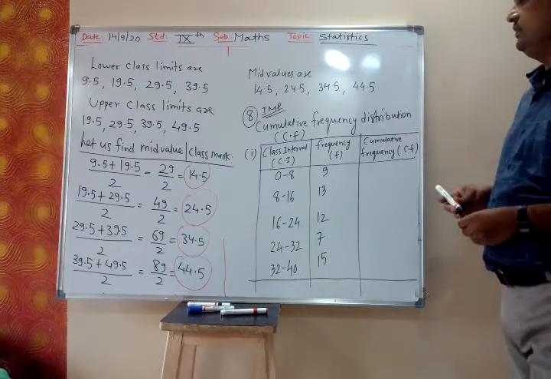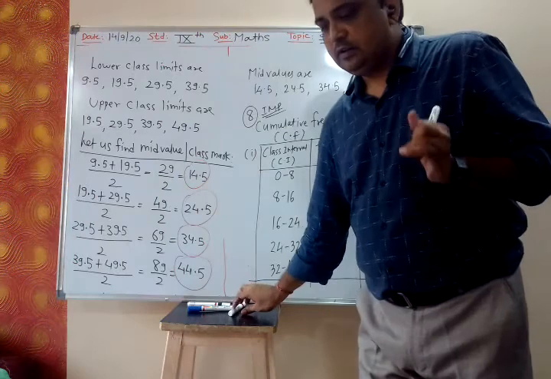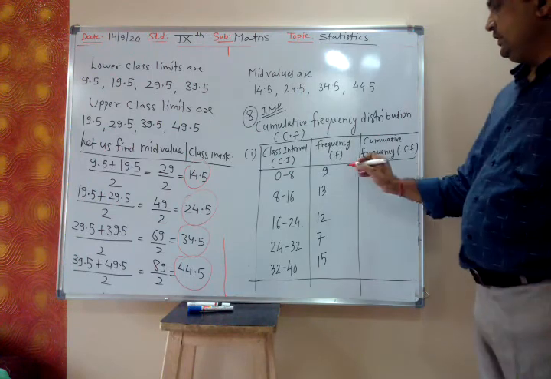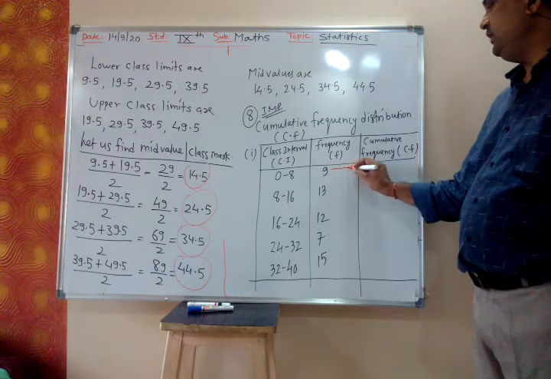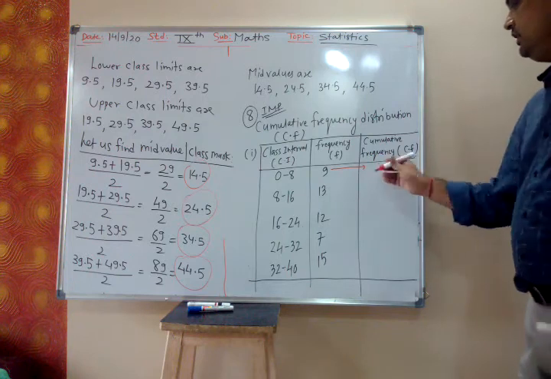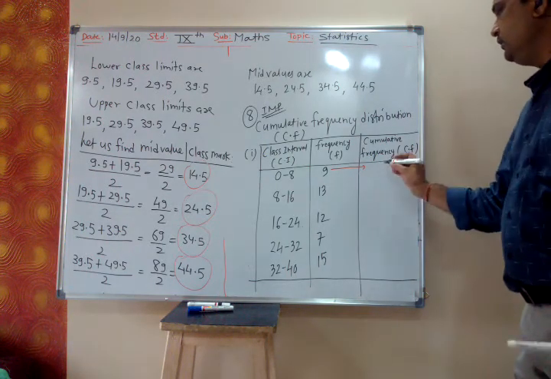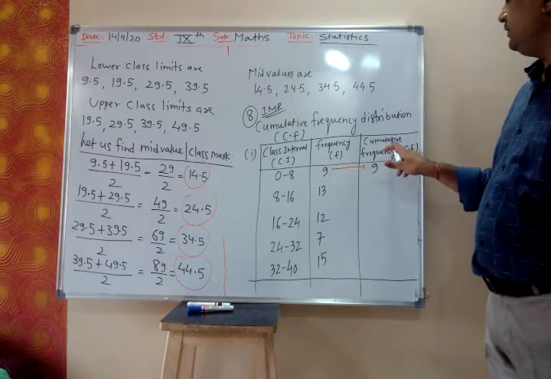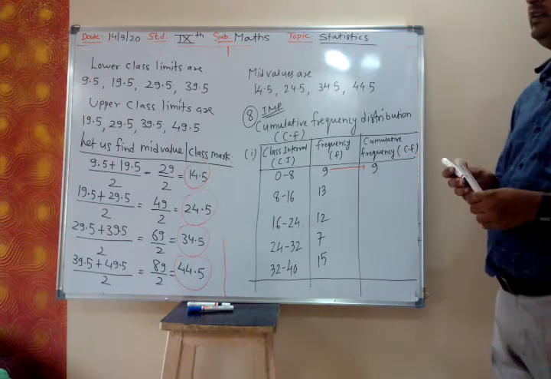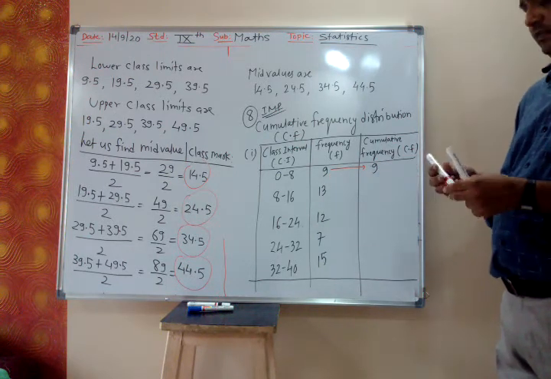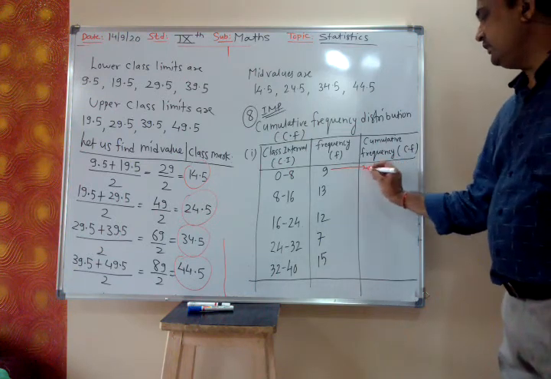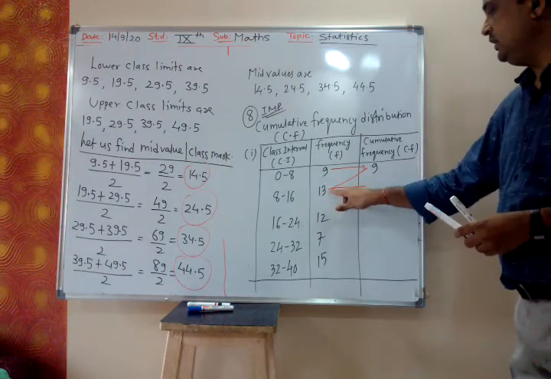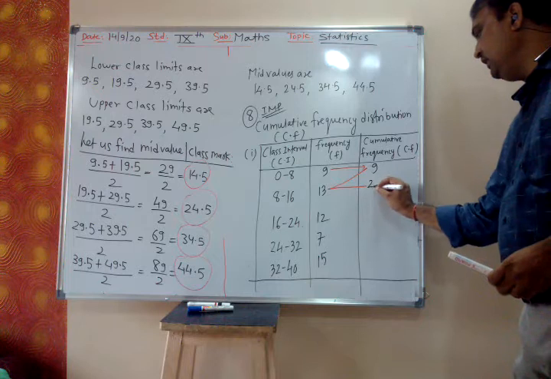We want to find CF. So now see the technique, how we find CF. The first frequency we keep as it is. So 9, we will write 9 only. The first frequency and first CF are the same. Now how will we find the next CF? You add this frequency to the next frequency. So 9 plus 13 is 22.